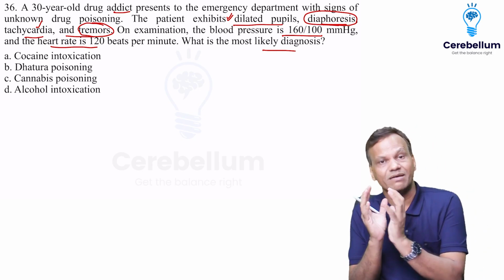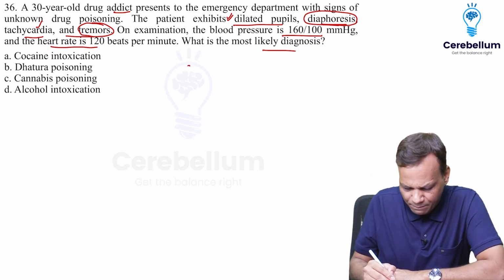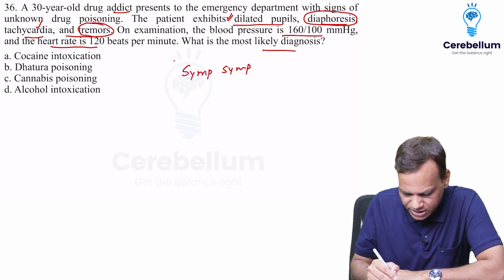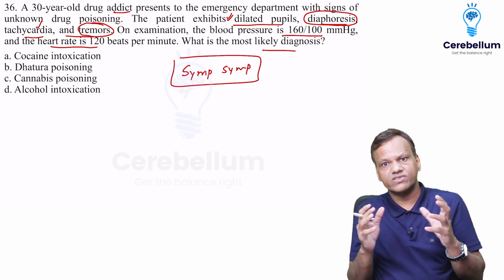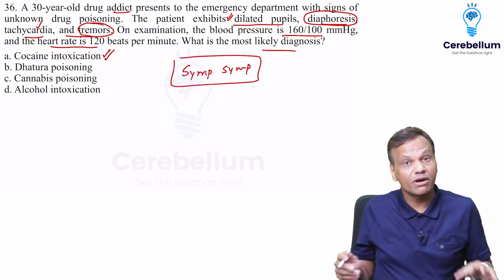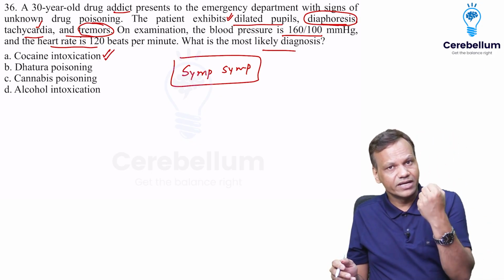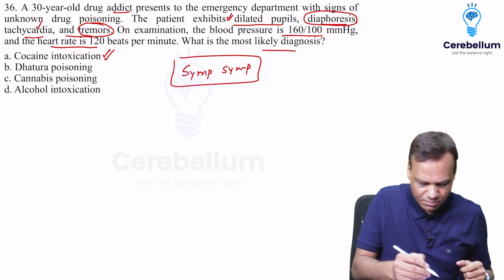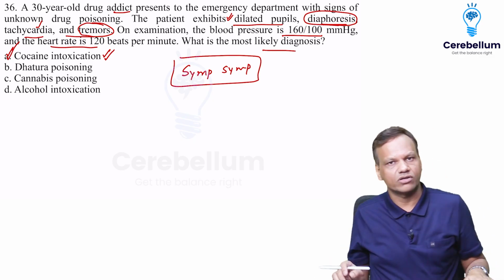So basically, these are sympathetic symptoms. The person is having sympathetic symptoms. So the question asked is, which addictive drug causes sympathetic symptoms in overdose? The answer is cocaine. Remember, cocaine addiction. Cocaine is a reuptake inhibitor of noradrenaline. So excessive cocaine can lead to sympathetic symptoms. So the answer is cocaine intoxication.